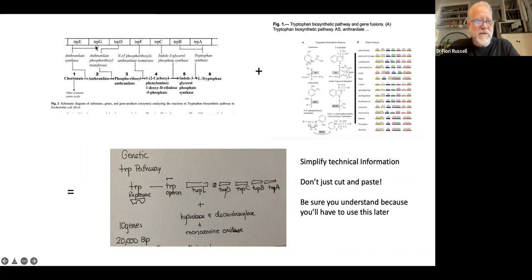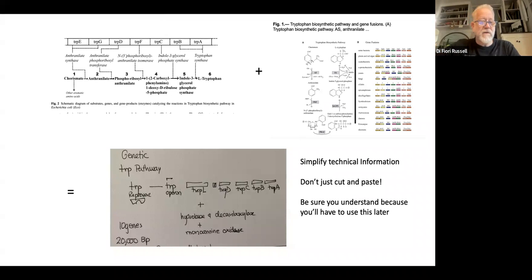And basically, I just sketched out a very simple summary that has the different parts of this set of genes. A couple other genes that I found necessary, because these are all about tryptophan, are the hydrolase and decarboxylase, that take tryptophan and make serotonin. And then the one at the bottom there, the monoamine oxidase, is an enzyme that degrades it.